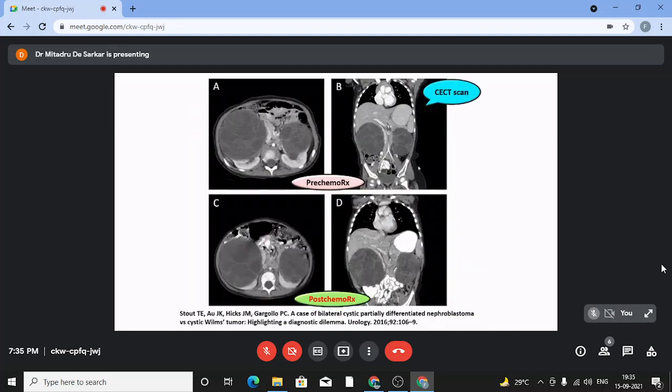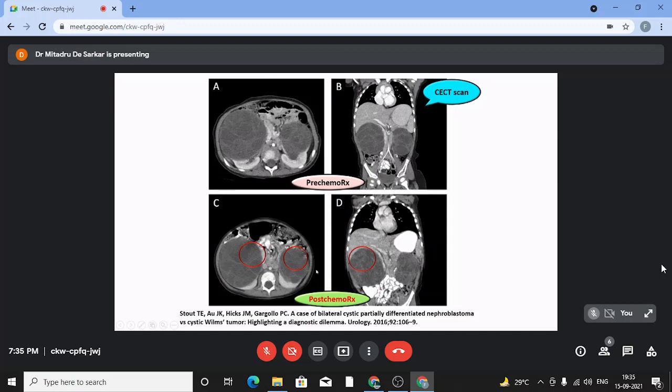So this is one of the cases which showed a large multiseptate, multiloculated cyst. Post contrast, there was a little bit of enhancement and the patient was started on chemotherapy, although it is now agreed that many of these cases will not improve with chemotherapy and can go straight for surgery. Even after chemotherapy, as we see in C and D, there has been no improvement. In fact, there has been a further thickening of the septae in both the kidneys.